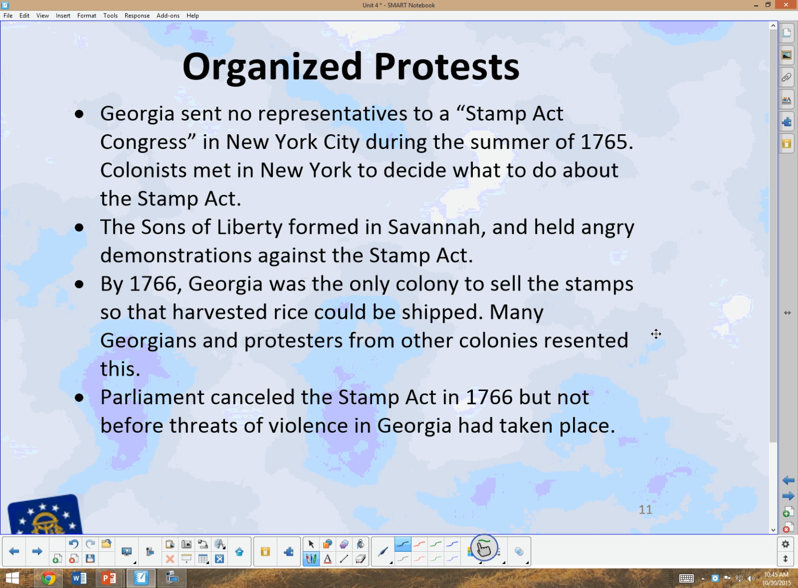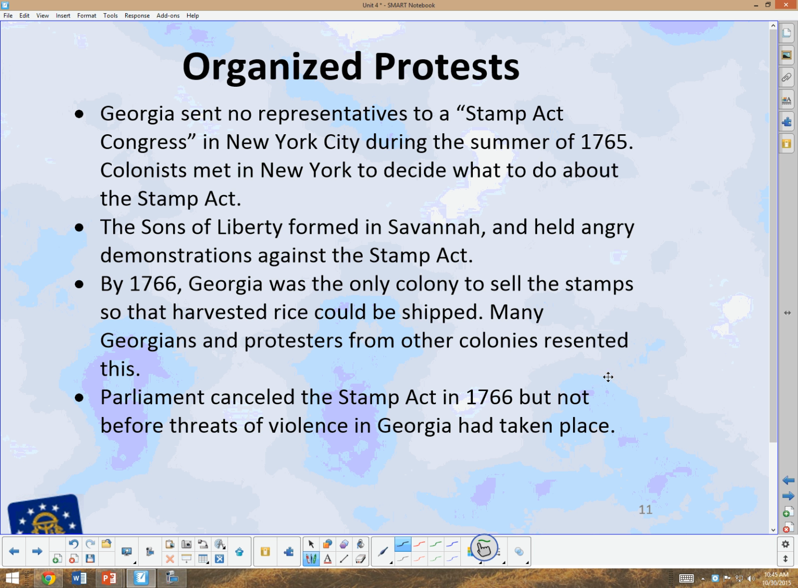But by 1766, Georgia was the only colony that actually sold any of the stamps. And lots of the younger colonists, the people who were part of the Sons of Liberty, really resented the fact that Georgia did sell the stamps.